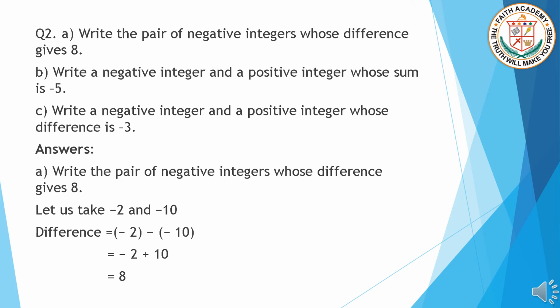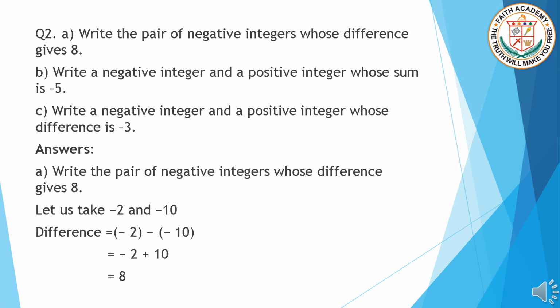Second question, A part. Write the pair of negative integers whose difference gives 8. B part. Write a negative integer and a positive integer whose sum is minus 5. C part. Write a negative integer and a positive integer whose difference is minus 3.